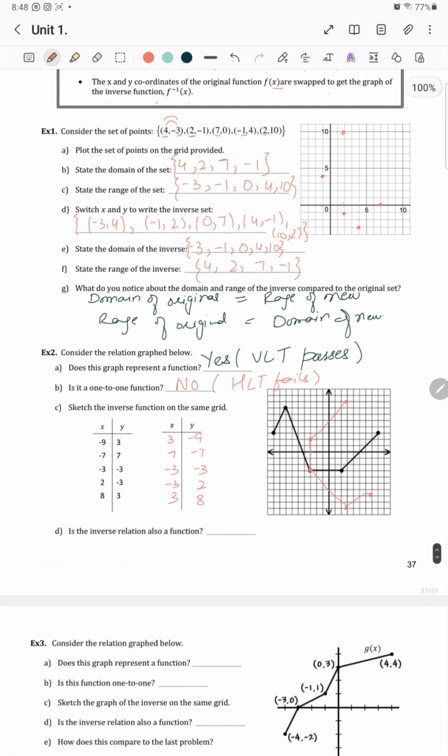Is the inverse relation also a function? About the inverse relation, it's not a function, because if we draw a line here, it touches the graph more than once. The vertical line test fails over here, so it's no.